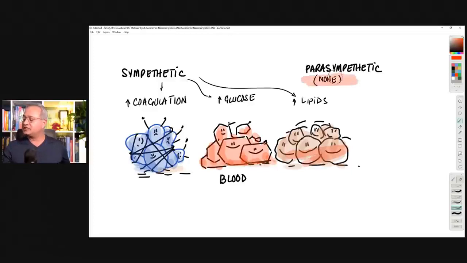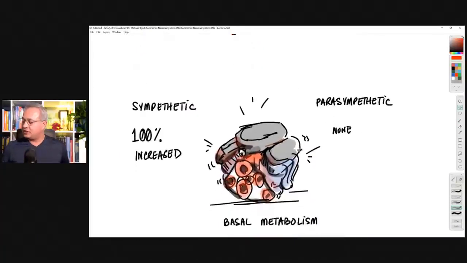Now, parasympathetic system does none of that. It doesn't even reverse it. It is not that during the parasympathetic activity, coagulation goes down. It just doesn't do anything. We stay as we are. But in the case of sympathetic, these are the changes that appear in the blood.